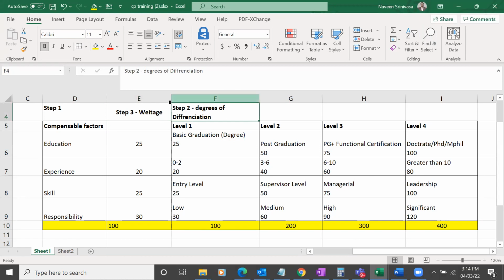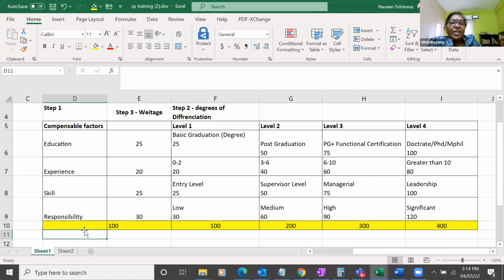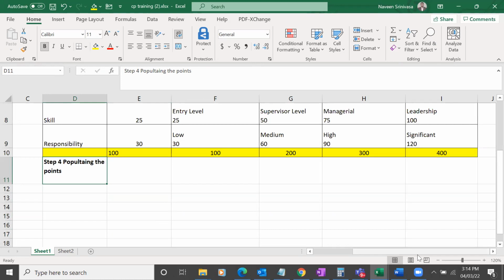Populating the points. So you can write below responsibility, below your LO: step 4, populating your points plan. This is your template. Step 5 is analysis, assigning points.